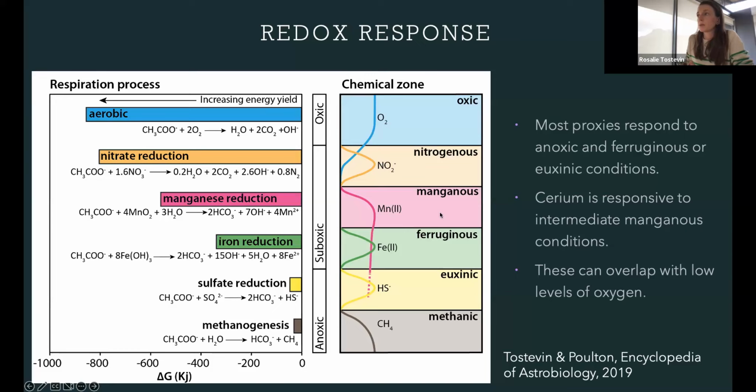Whereas cerium responds to this boundary here, the onset of manganese conditions, which are slightly less reducing on the spectrum and can sometimes overlap with low levels of oxygen, or even quite substantial levels of oxygen, in some cases up to 100 micromoles, which, relative to a maximum in the modern ocean of 250, is relatively high. So that's one thing that makes cerium a pretty special proxy in my view.